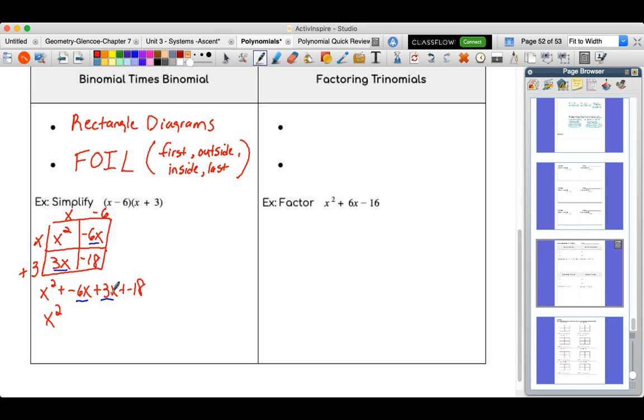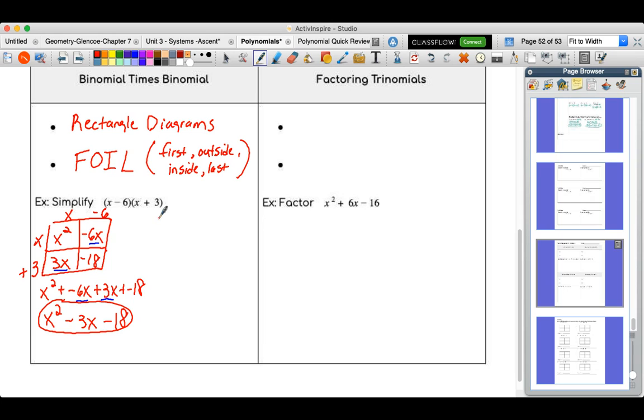So our simplified version would be x squared plus negative 6x plus 3x would be minus 3x. So I'm just going to put minus 3x. If you want to put plus negative 3x, you can. But these 2 terms combined together would be a negative 3x or a minus 3x. And then minus 18 instead of plus negative 18, we'll go with minus 18. All right, so that would be the rectangle method for multiplying these.